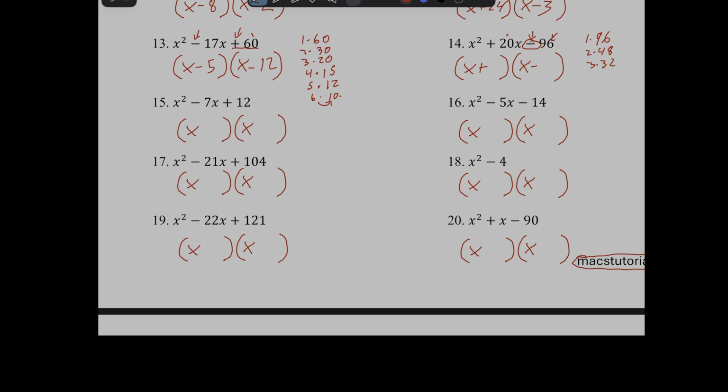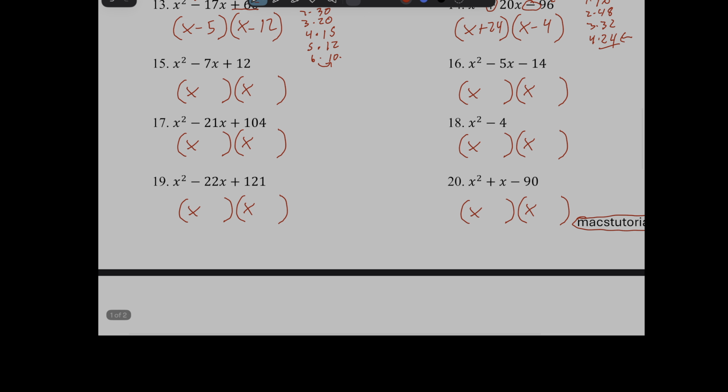I'm getting closer. How about 4? 4 times... will 4 go in the 96 twice? 4 will go in the 96 24 times. Will that subtract to 20? It sure will. What's the bigger one? 24. So 24 will get the sign of the middle, and the 4 will get the other. They multiply to a negative 96, and they add to a positive 20.